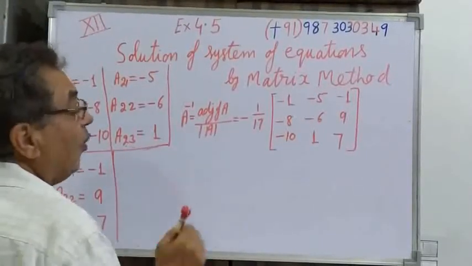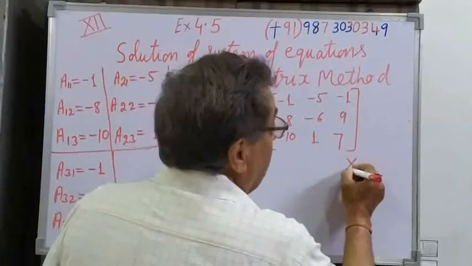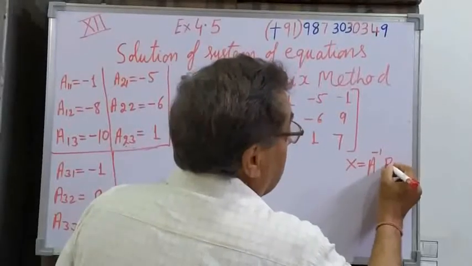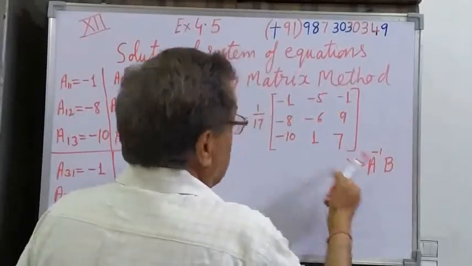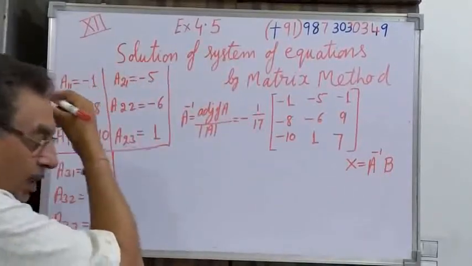First of all, we go for our equation. What was the equation I told you? That is x is equal to A inverse B. So for finding x, this A inverse will be multiplied with the B, and then we'll divide by 17.